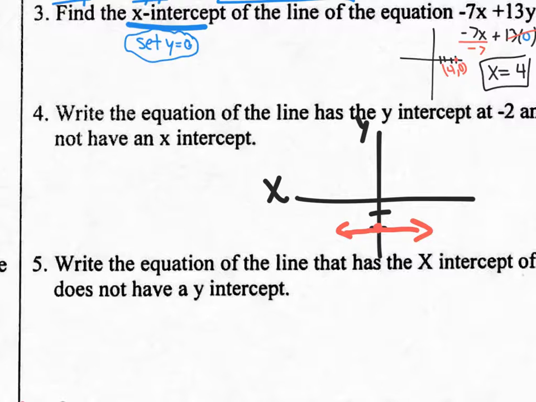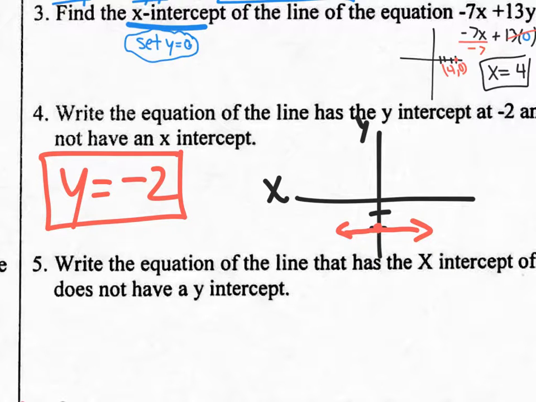Now we learned a couple of days ago that these lines that are horizontal, is it x equals a number or y equals a number? Anybody? Y equals, and in this case, negative 2. Ladies and gentlemen, this is an equation that produces a horizontal line at y equals negative 2.